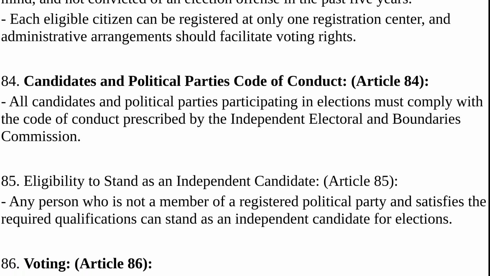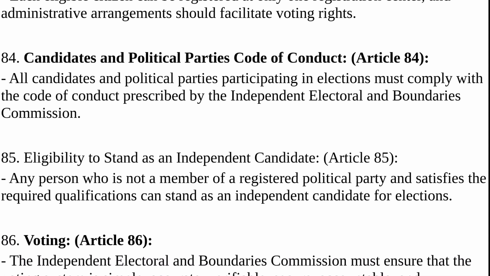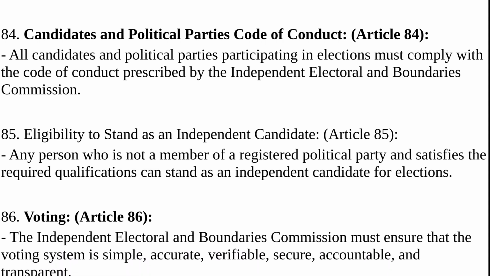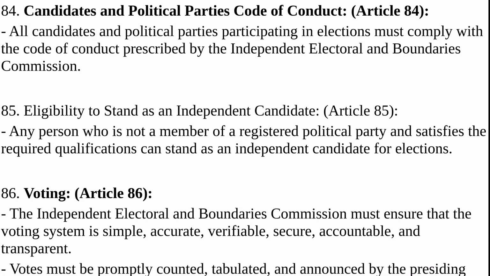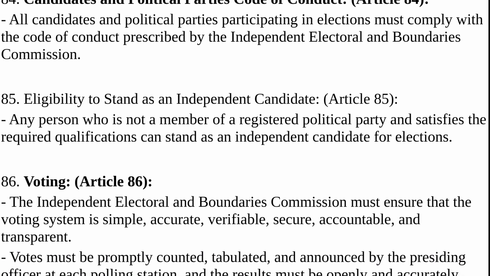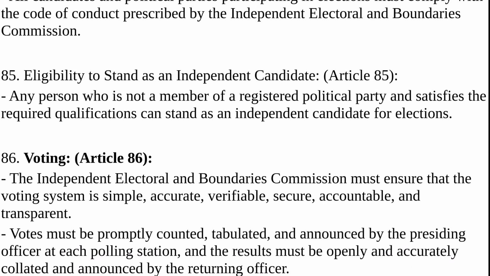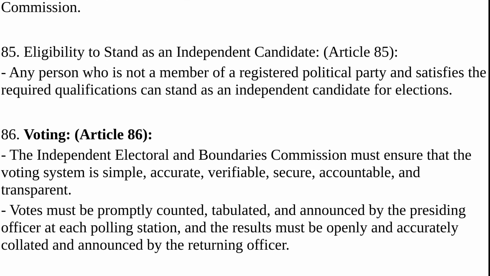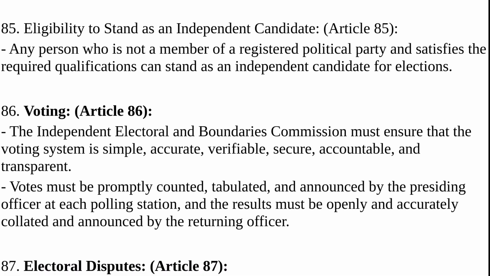86. Voting. Article 86. The Independent Electoral and Boundaries Commission must ensure that the voting system is simple, accurate, verifiable, secure, accountable, and transparent. Votes must be promptly counted, tabulated, and announced by the presiding officer at each polling station, and the results must be openly and accurately collated and announced by the returning officer.